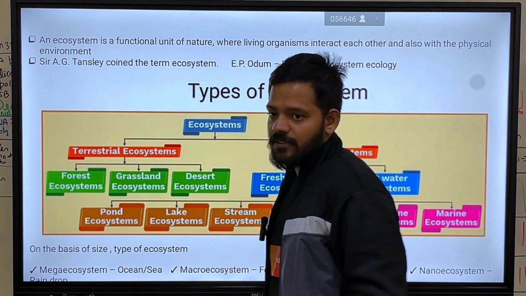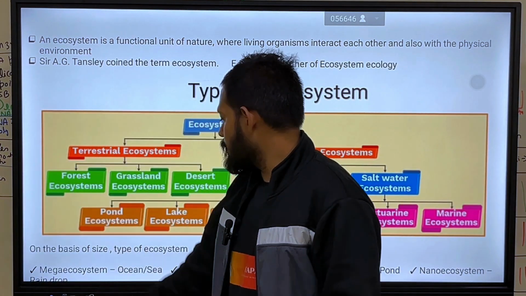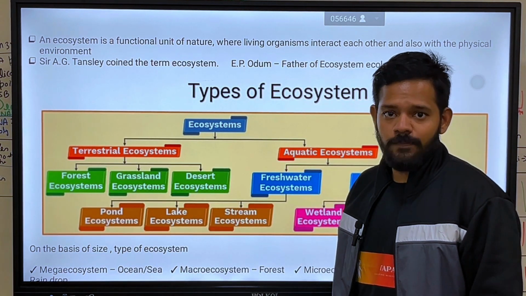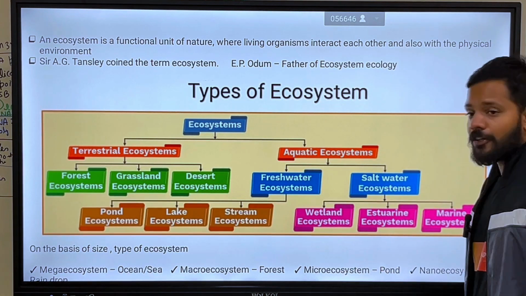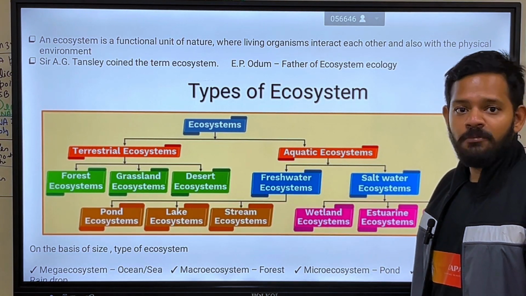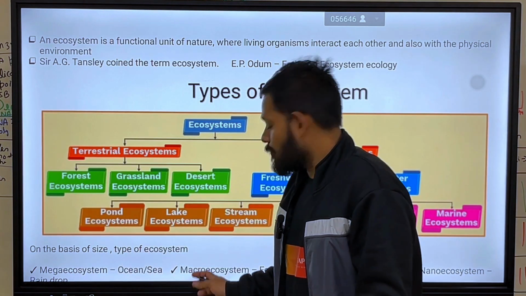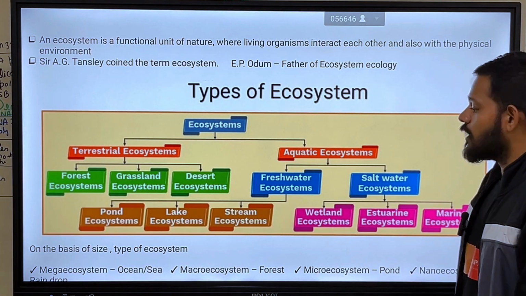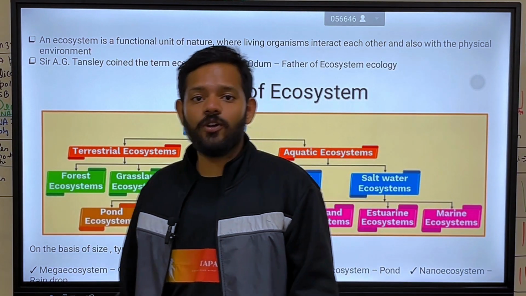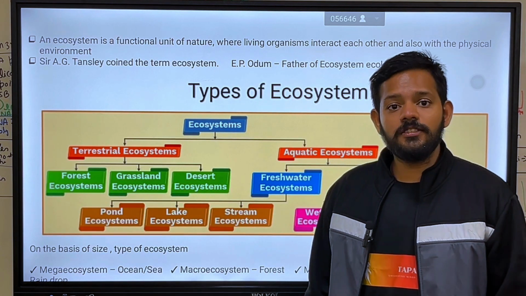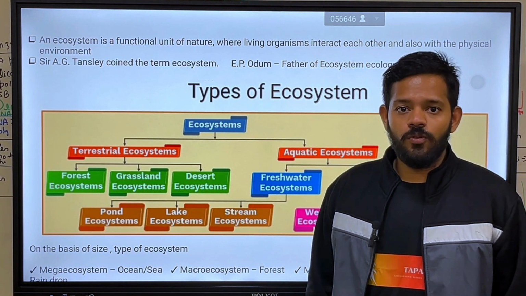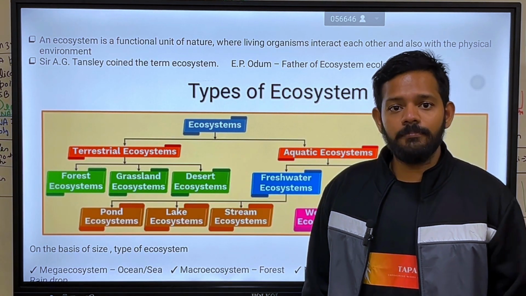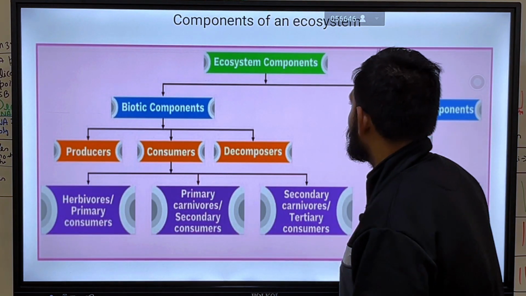Now, on the basis of size, there are also types of ecosystems. The first one is the mega ecosystem, that is ocean or sea. The second one is the macro ecosystem, that is forest. Then the micro ecosystem, that is pond. As the area decreases, the name of the ecosystem changes: mega is large, macro is smaller than mega, and micro is smaller than macro. Then nano, which is smaller than micro. Examples of a nano ecosystem are a raindrop or your mouth, the buccal cavity. These are all ecosystems in a small way, where abiotic and biotic forces interact with each other. This makes an ecosystem.